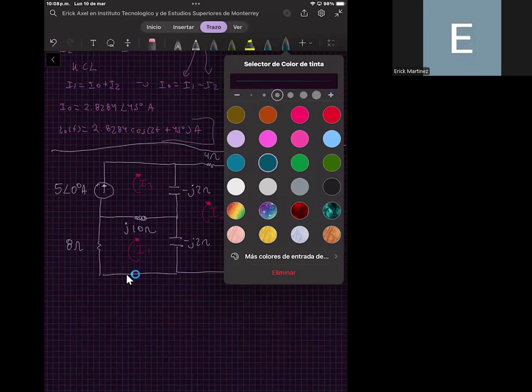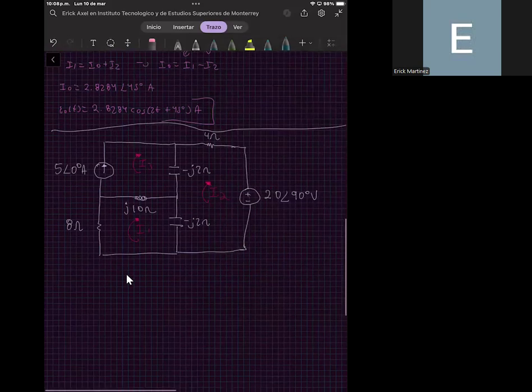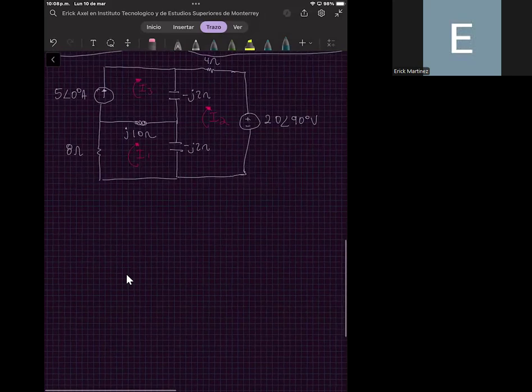To make a brief introduction into how you can perform mesh analysis, I have prepared the following exercise. We have the following circuit. And remember that to apply mesh analysis, we need to identify the loops of the circuit.